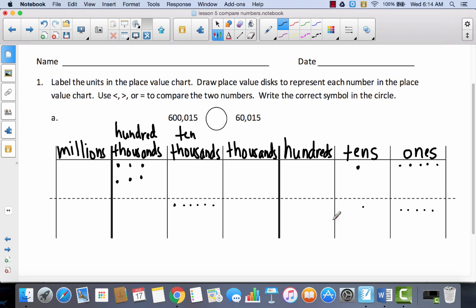So which of these places has the greatest value? Well, in these two particular numbers, the 100,000s has the greatest value. And our first number has 600,000s, and our second number doesn't have any 100,000s. Therefore, that would help us to be able to compare. So we would say 600,015 is greater than 60,015. I like to remember that the little number eats the big number. So I always think of this as a mouth, and the little number eats the big number, which is kind of the opposite of what you would think.